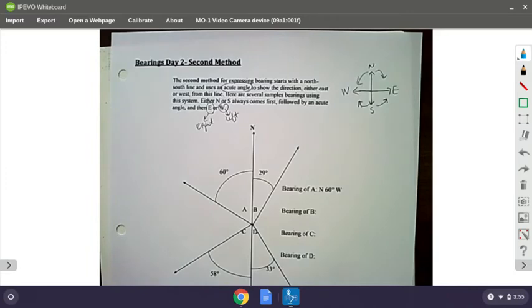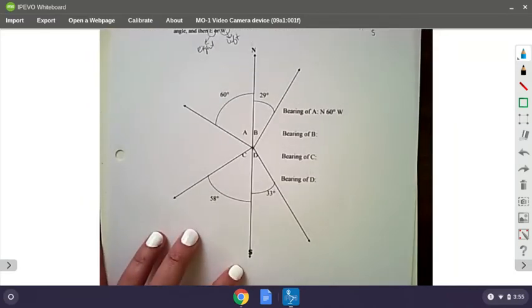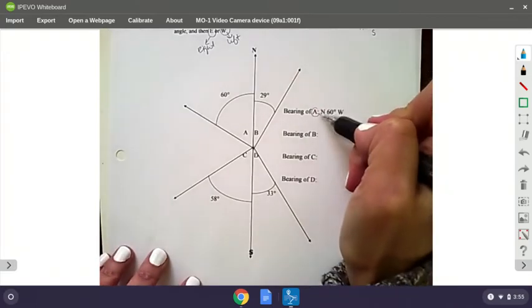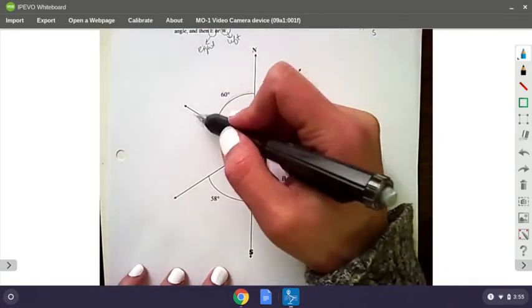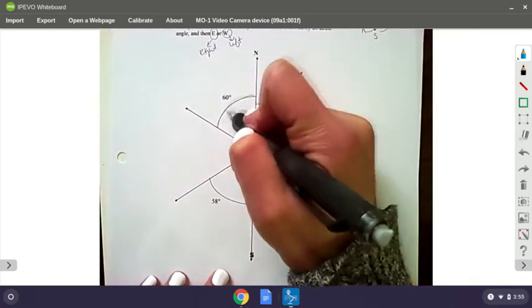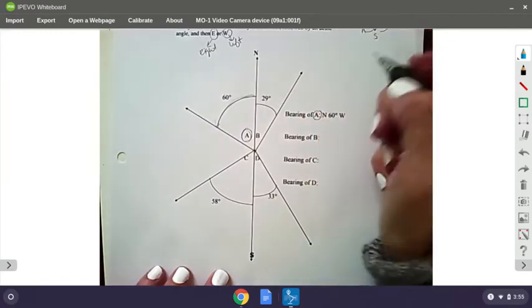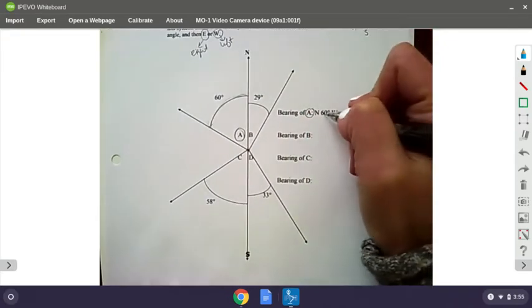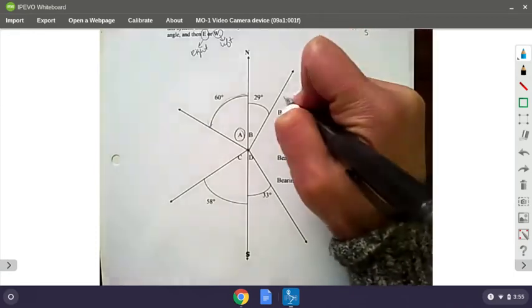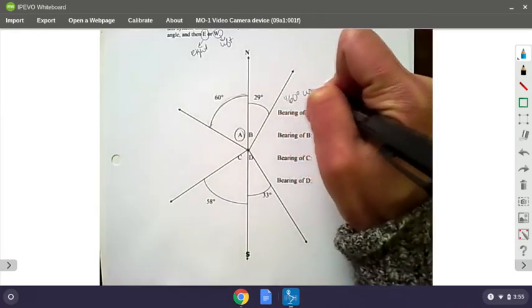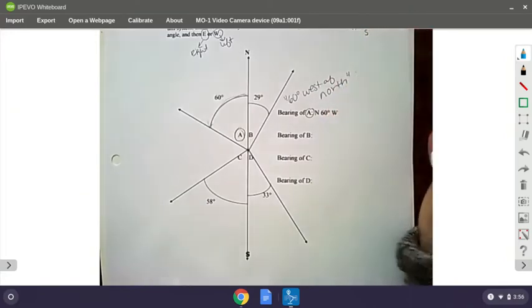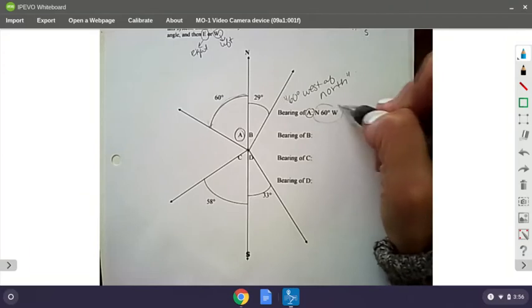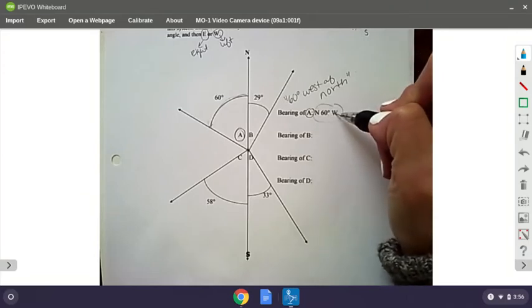Okay, so here are a few examples on this picture just to give you an idea of what we're talking about. The first one is done for us. It says the bearing of A. So A is right here. The line is 60 degrees to the left of north, so we would say 60 degrees west of north. And how you would say that out loud is you would say 60 degrees west of north. And this is how you would notate it, N60W.